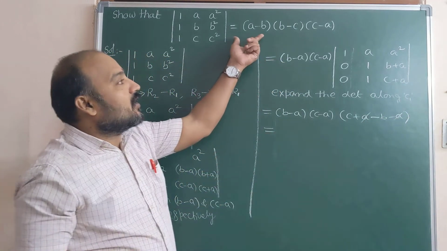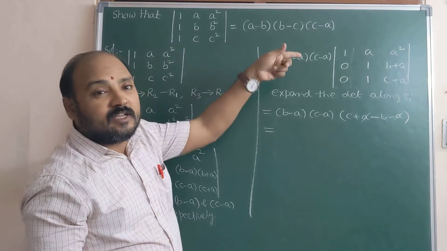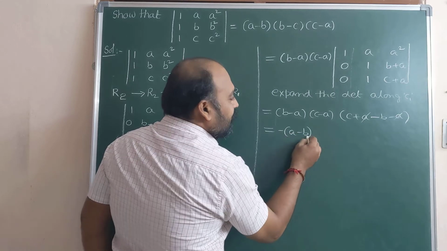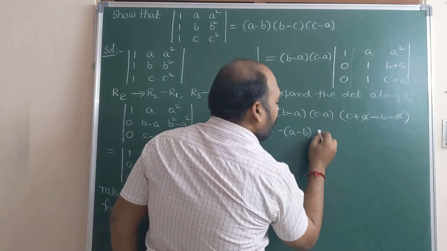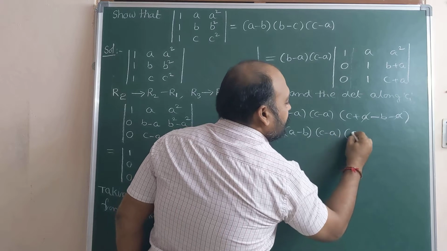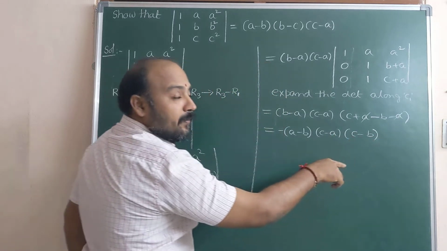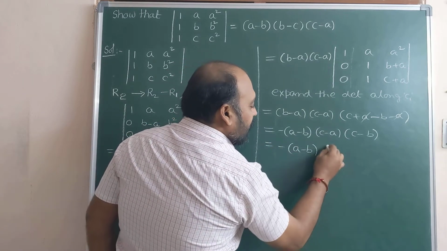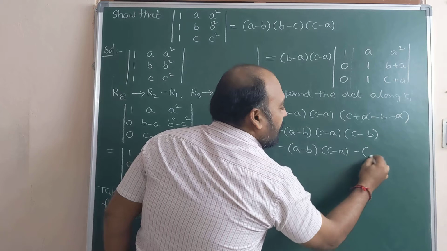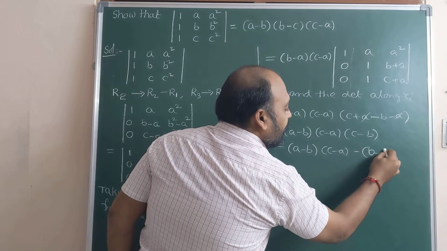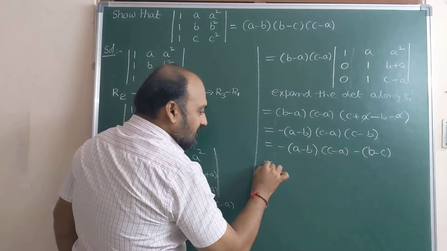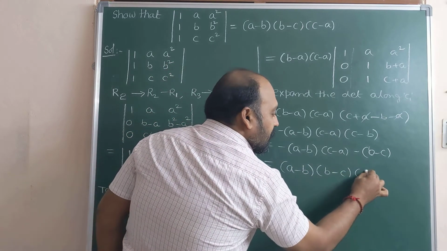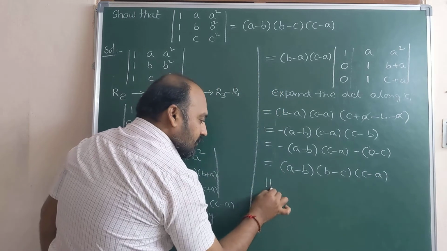In the proof they are asking to find the result as (a minus b), no? So here b minus a is there, minus take out common: a minus b, b minus c, c minus a into c minus b. Here I want to write minus b, b minus c, no, minus I am taking common: minus of (a minus b), (c minus a), minus of (b minus c). Minus into minus is plus, so (a minus b), (b minus c) into (c minus a). Hence proved.